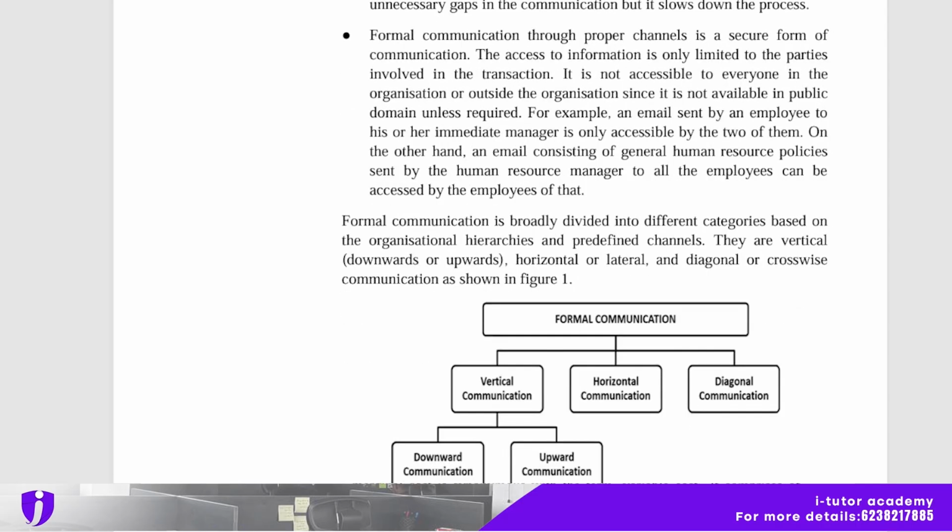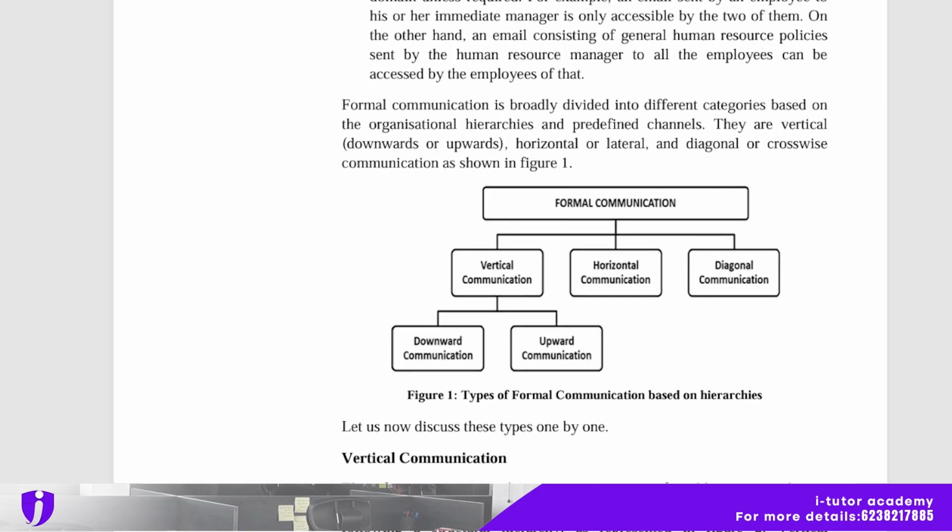Formal communication through proper channel is a secured form of communication. The access to information is only limited to the parties involved in the transaction. It is not accessible to everyone in the organization or outside the organization, since it is not available in the public domain unless required. Okay, so examples also there. Formal communication is broadly divided into different categories based on the organizational hierarchies and predefined channel. They are vertical, that is downward or upward.